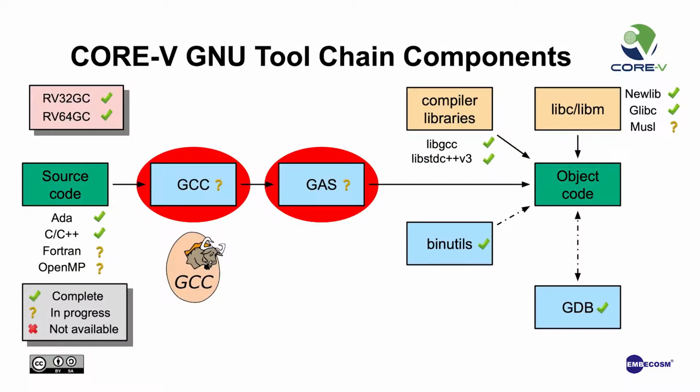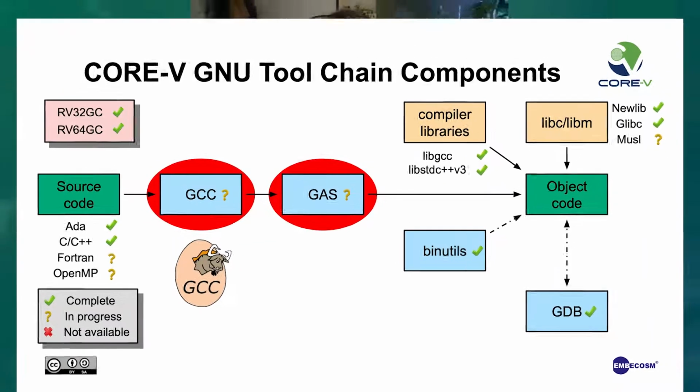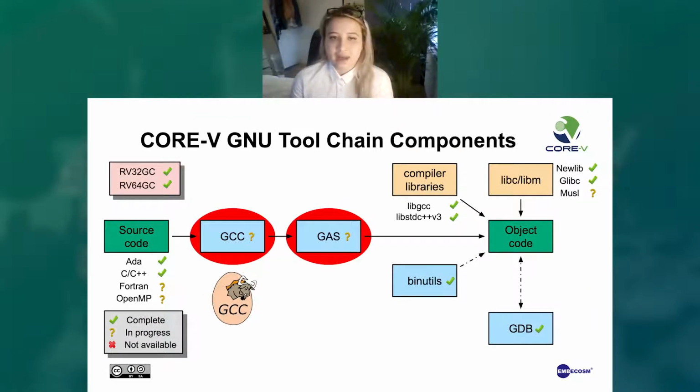So a brief introduction to the GNU toolchain. Here we have all the components which make up the modern GNU toolchain. For a standard RISC-V, we can already compile Ada, C and C++, and in future, Fortran and OpenMP. We have the compiler GCC, the GNU assembler GAS, and the GNU debugger GDB, and a set of binary utilities. We have low-level libraries to support C and C++ on any RISC-V variant, and a range of standard C libraries for systems both large and small. Our initial focus is to extend the compiler and assembler, highlighted here in red, to support the CORE-V instruction set extensions.